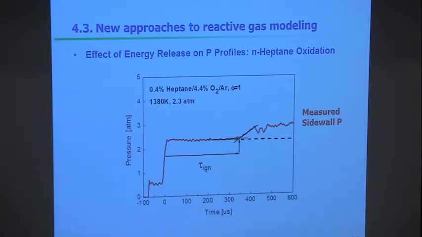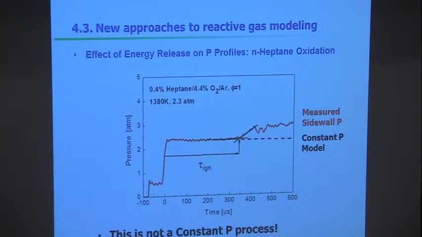So look what happens with heptane ignition. Here's heptane case 1380, and here's our ignition right here. That's the so-called sidewall pressure that we measure. So a constant volume model would predict a bigger pressure change. It's clearly not constant pressure. It's not constant volume. What is it?